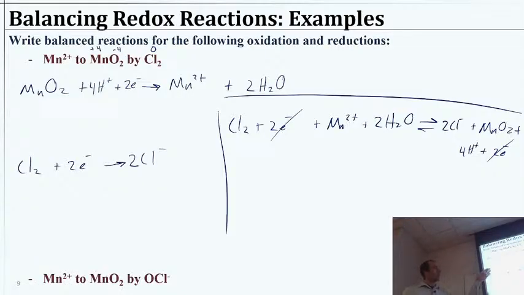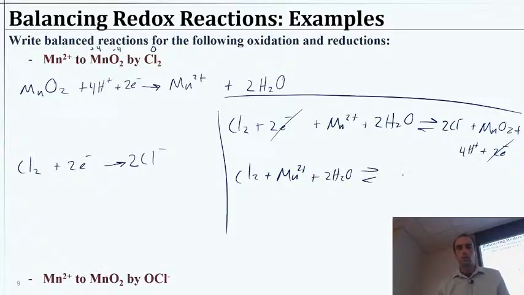2 chlorines on the left, 2 chlorines on the right. Manganese on the left, manganese on the right. 2 waters, so that gives us 2 oxygens and 4 protons, and we also have 2 oxygens and 4 protons on the right. So everything's looking good. Our final reaction should be Cl2 plus manganese 2+ plus 2 waters on the left, and 2 chlorides plus MnO2, manganese oxide, and 4 protons.